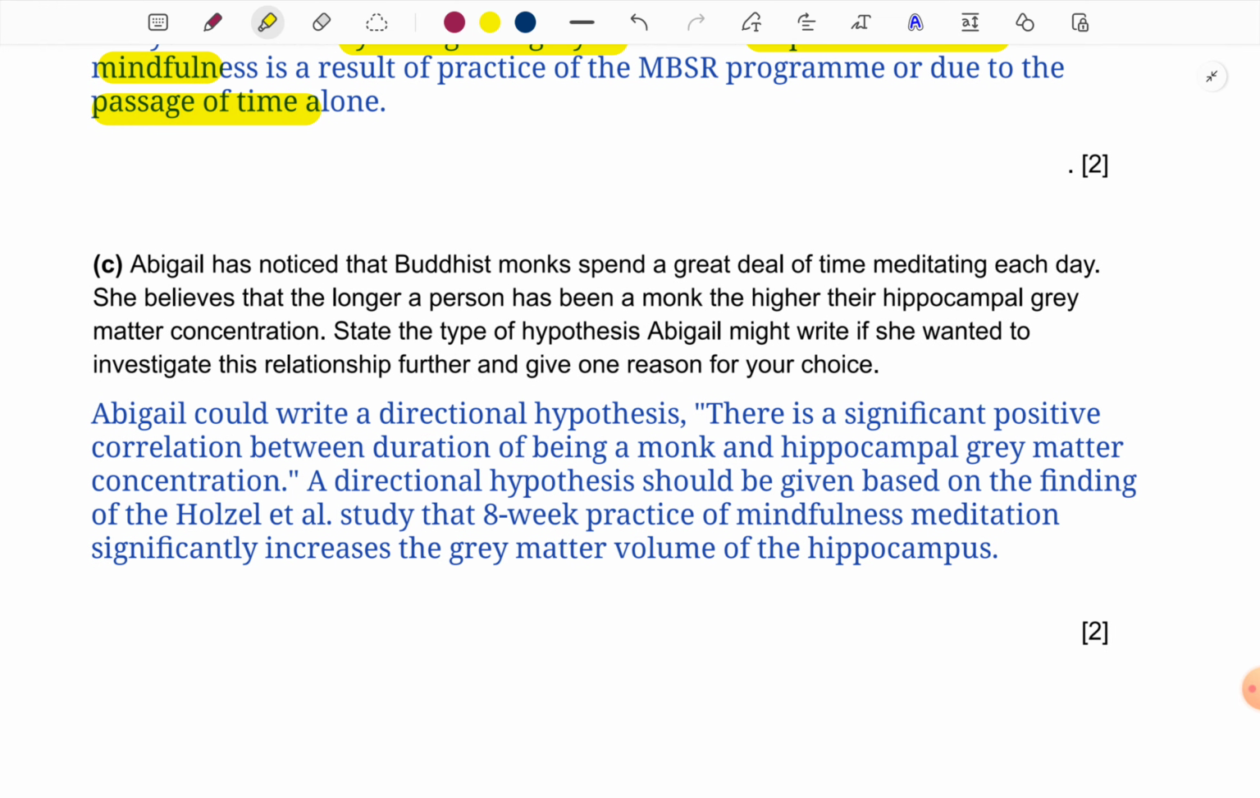Next question is, Abigail has noticed that Buddhist monks spend a great deal of time meditating each day. She believes that the longer a person has been a monk, the higher the hippocampal gray matter concentration. State the type of hypothesis Abigail might write if she wanted to investigate the relationship further, and give one reason for your choice. Hypothesis is a part of research methods.